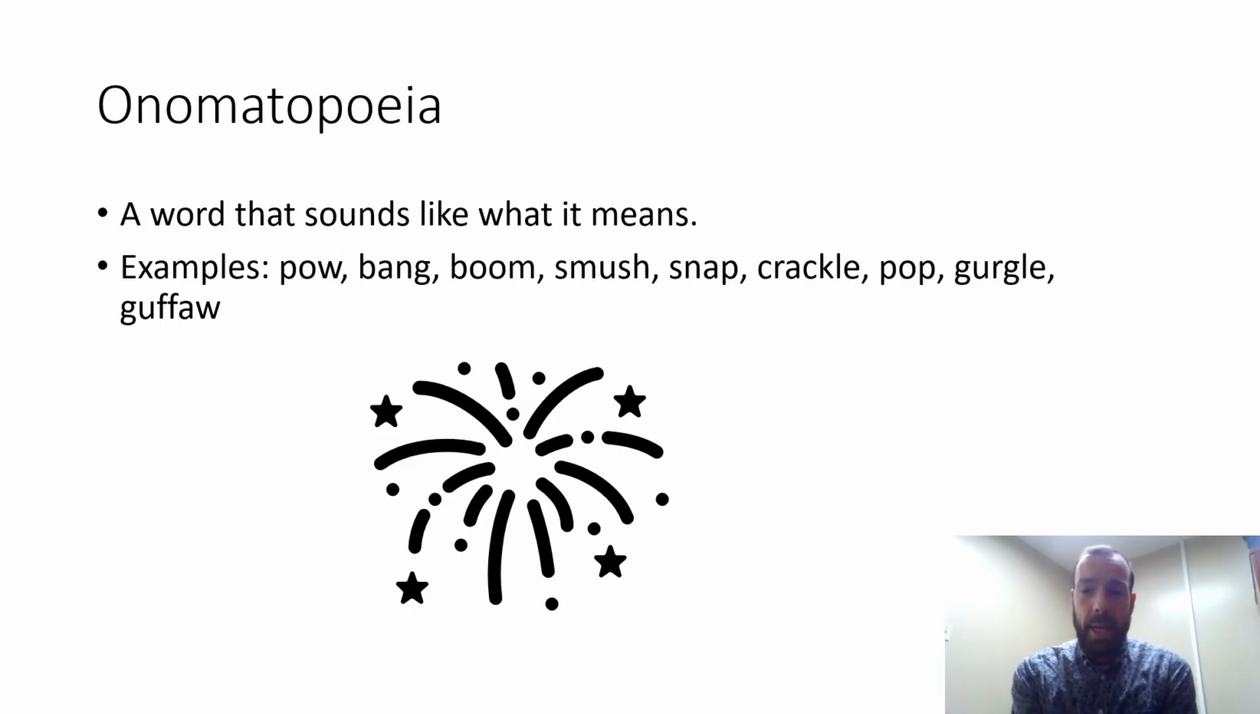Onomatopoeia. This is just a big fancy word for language that sounds like what it means. So words like pow, bang, boom, smush, snap, crackle, pop, gurgle, guffaw. These are all words that are just made up to sound like what they're describing or talking about.